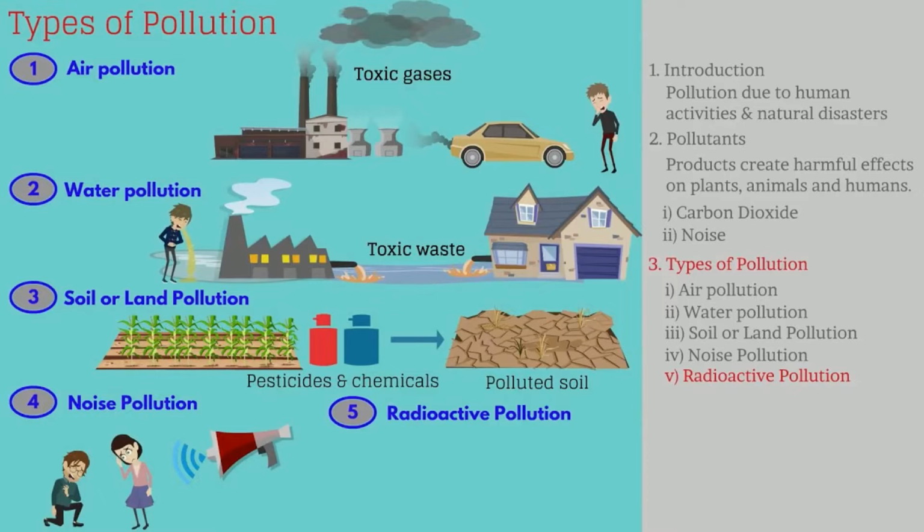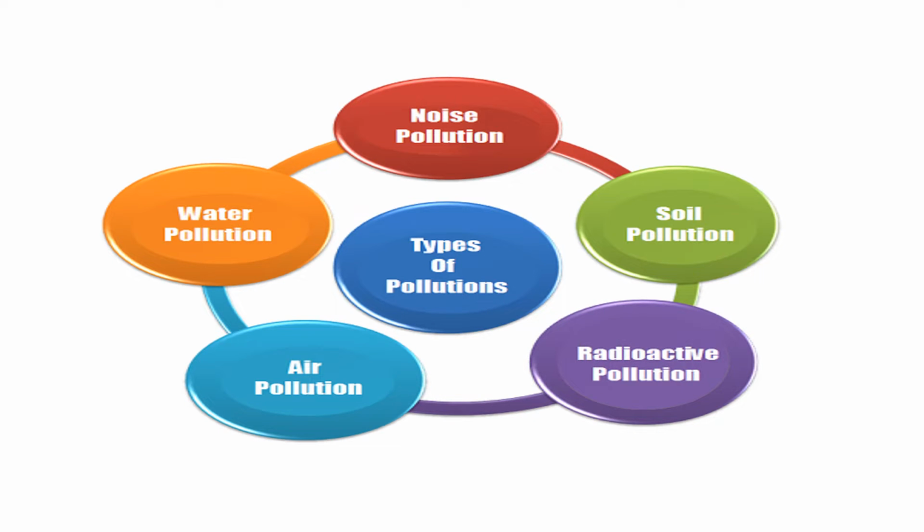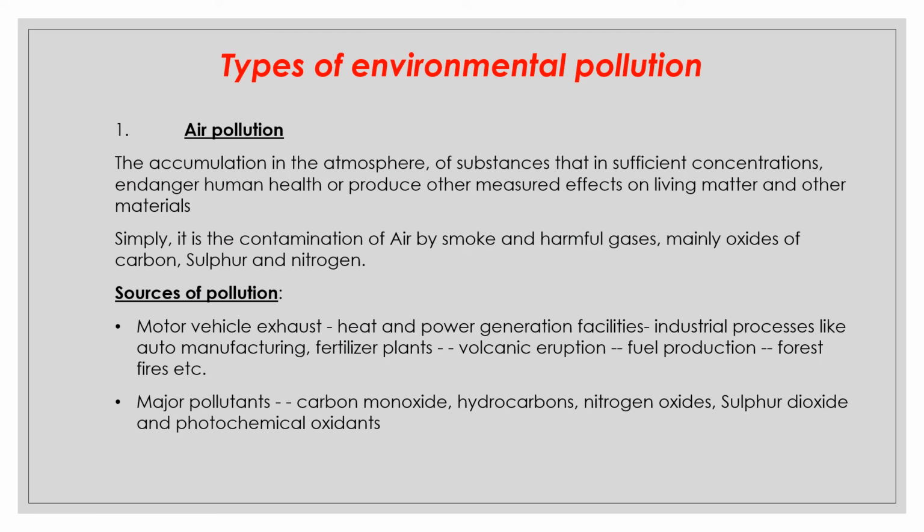In case of air pollution, the pollutant is carbon dioxide. In case of sound pollution, it is noise. So pollutant means the substance which is harmful to human beings and animals and causing that pollution. So there are types of pollutions as you saw. This is another way of presenting the different types of pollutions: water pollution, air pollution, noise pollution, soil pollution, and radioactive pollutions. Let us look into the details of every kind of pollution.